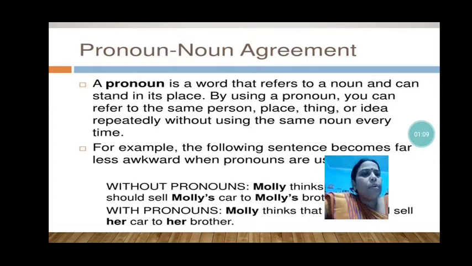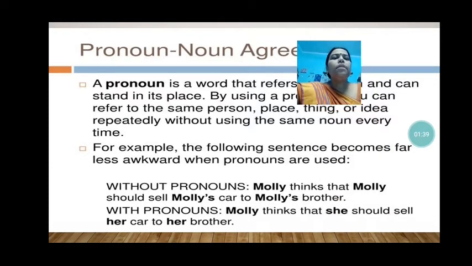By using a pronoun, you can refer to the same person, place, thing, or idea repeatedly without using the same noun every time. So, what happens when we are using the noun? When we are using the pronoun, we can use that in the place of the noun. Instead of repeating the same name again and again, you can use the pronoun.